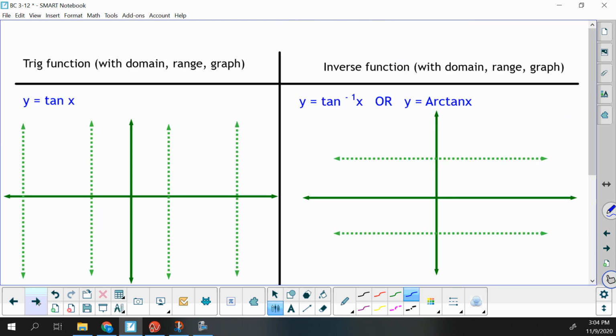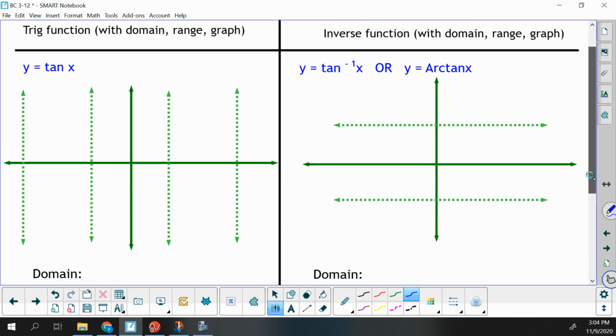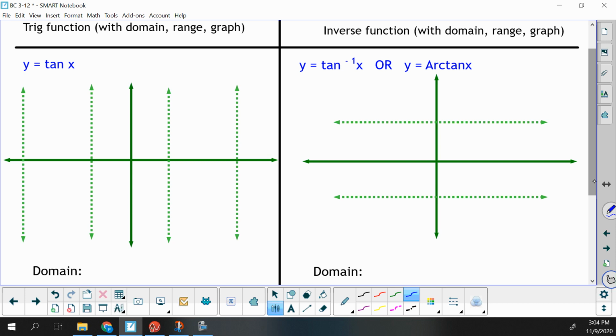All right, if we go to the next page, we're going to do it for tan and cotan. So keep in mind that tan is really sine over cos. So tan has asymptotes everywhere that cos is 0. So this is pi over 2, this is pi, this is 3 pi over 2, and that's 2 pi.